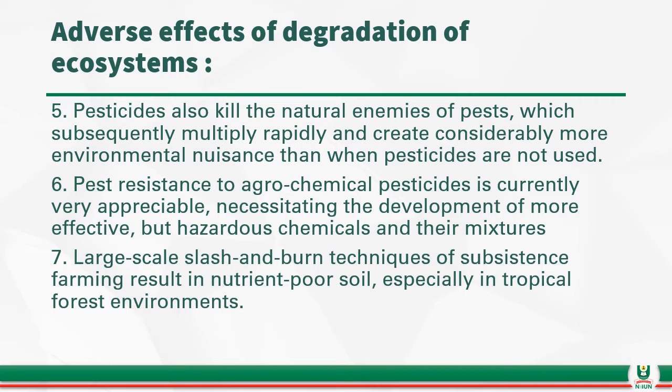Also, large-scale slash and burn techniques of subsistence farming result in nutrient poor soil, especially in tropical forest environments. When farmers gather all the debris on the piece of land and they burn it, they are destroying the soil surface, and this is also an adverse effect on the ecosystem.